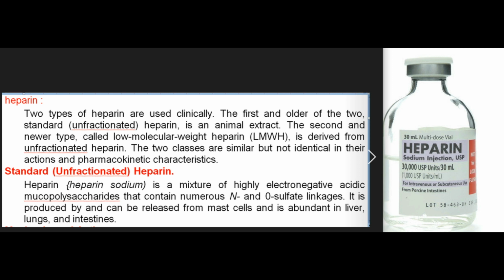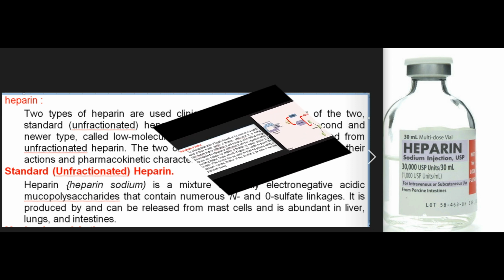The first and older of the two, standard unfractionated heparin, is an animal extract. The second and newer type, called low molecular weight heparin, LMWH, is derived from unfractionated heparin. The two classes are similar but not identical in their actions and pharmacokinetic characteristics. Standard unfractionated heparin, heparin sodium, is a mixture of highly electronegative acidic mucopolysaccharides that contain numerous N- and O-sulfate linkages. It is produced by and can be released from mast cells and is abundant in liver, lungs, and intestines.